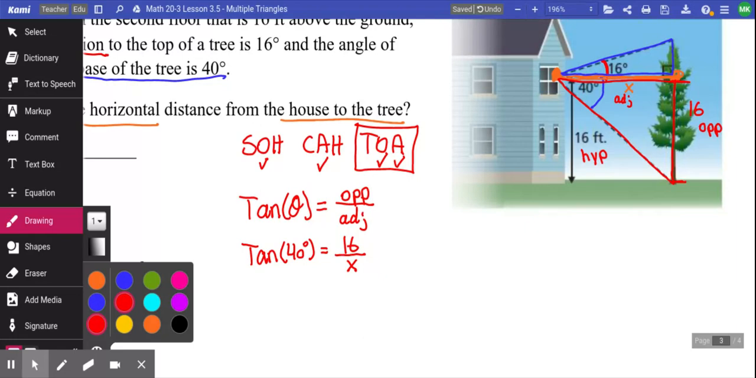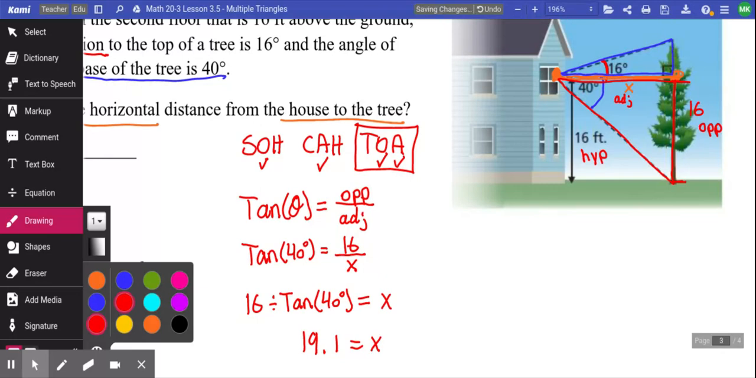Okay, you're blowing my mind. If you throw in your calculator, 16 divided by tangent of 40, it will give you that adjacent side, and you got 19, which is correct. And it's 19.06, so we'll just say 19.1 equals x.